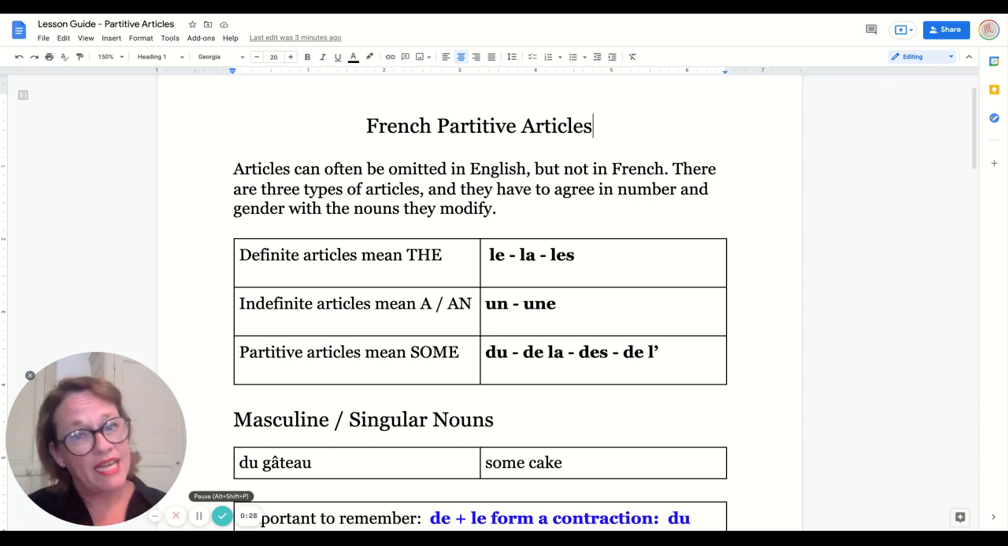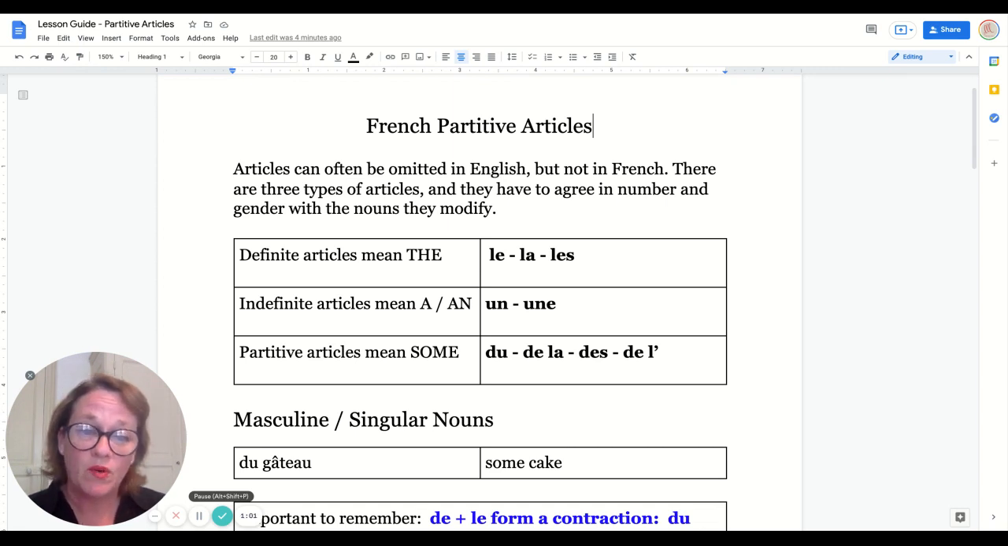So just to recap, definite articles mean the, and that's le, la, and les. Indefinite articles mean a or an, and that's un or une. D'accord? And partitive articles, what we're going to talk about in this lesson, they mean some. And so they're all going to begin with the letter D. We have different forms: du, which is masculine singular, de la, which is feminine singular, des, which is plural, masculine or feminine, and de l'.